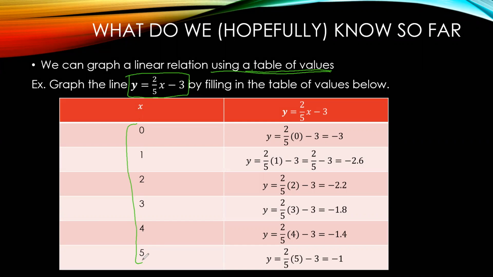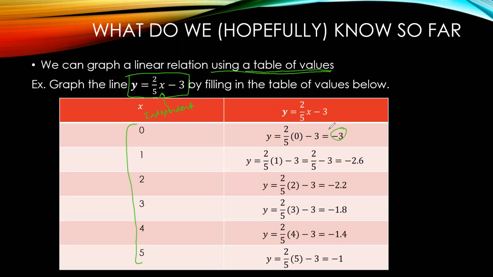And again, because x is independent, that means that you decide which numbers you're going to be subbing into your equation. So the x value is something that we actually get to decide what we are going to sub in. We're going to sub that into our equation, and then that is going to help us to find the y coordinate. So when we sub in 0 as an example, we get 2/5 times 0 minus 3, which is equal to negative 3.